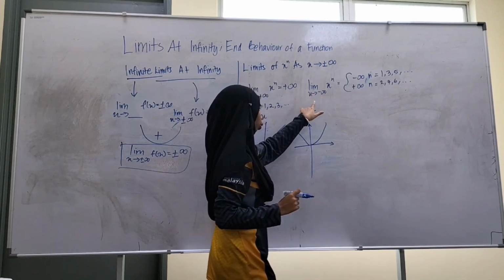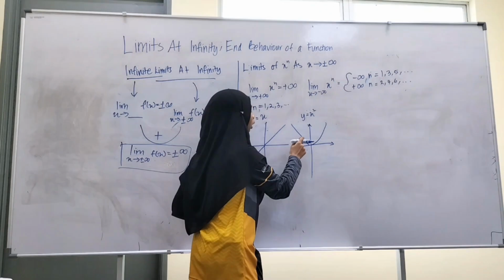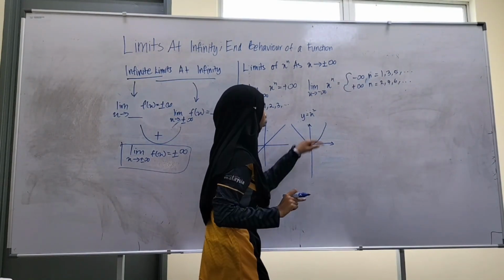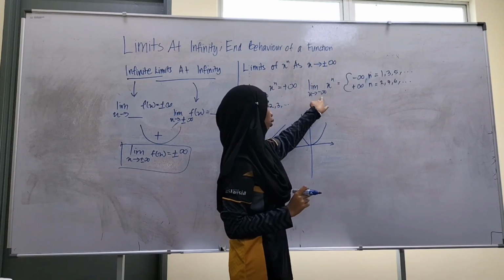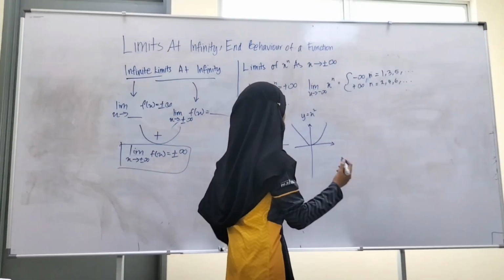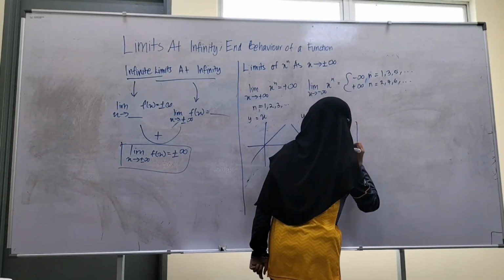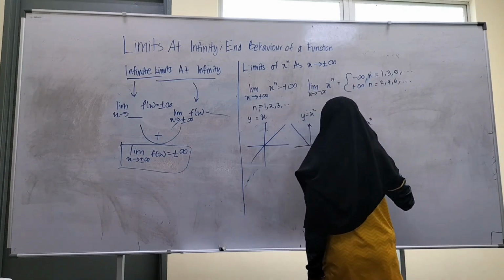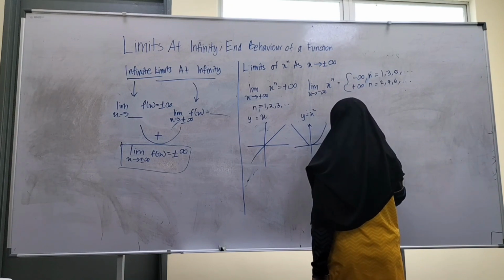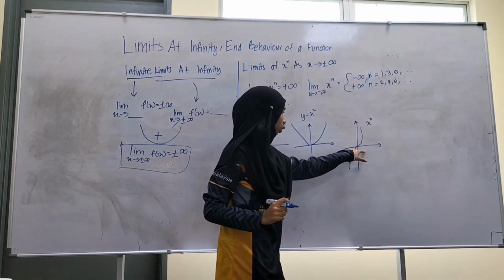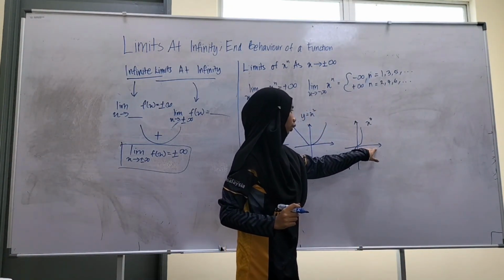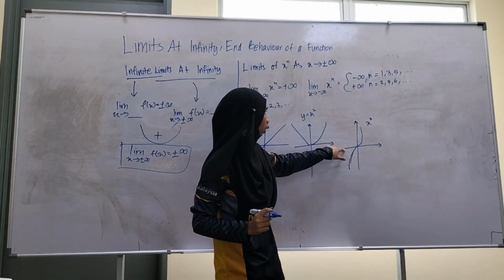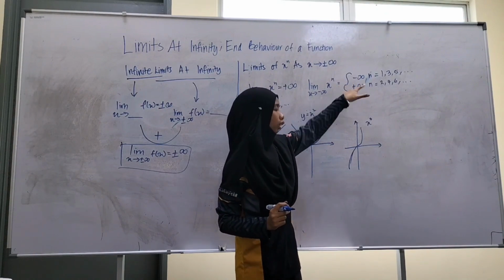And then for x approaching negative infinity, it is rising, it is increasing in the y value. So as x approaches negative infinity, y approaches positive infinity. And then what about x to the power of 3, the cubic, a perfect cubic one? It would be like this. As x approaches positive infinity, it still approaches positive infinity. As x approaches negative infinity, it is negative infinity.